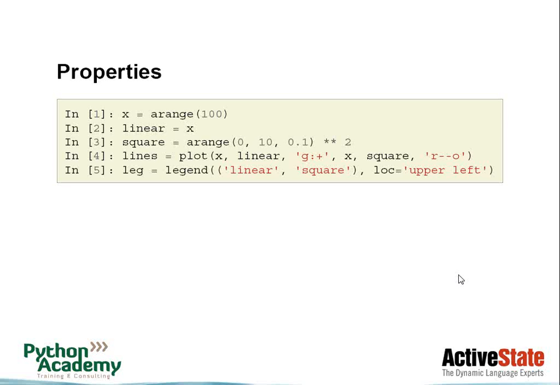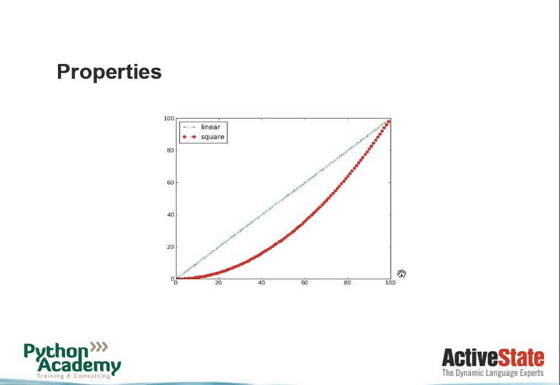And the second line in the graph also has an x-axis, and then my square numbers, and is red dashed and has circles as markers. And then I even add a legend, which just says linear and square, and I put the legend at the upper left corner. Next slide, please. And this will be the result.